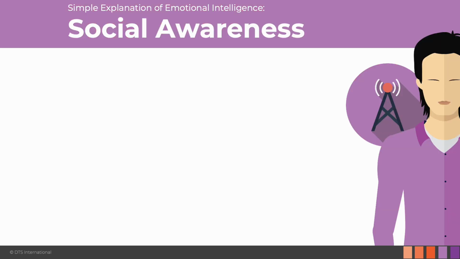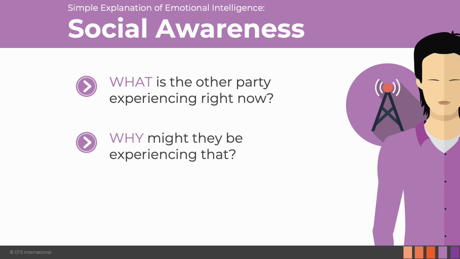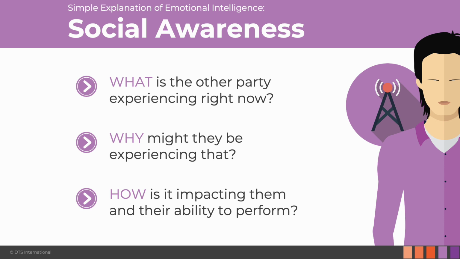Now, the fourth pillar of emotional intelligence is social awareness. This is understanding other people's emotional makeup. It's understanding why other people think and feel the way that they do. And if you intend to be an impactful leader, then learning to become more socially aware will help you achieve your goals and your team's goals faster. Now, we improve social awareness by asking the question, what is the other person experiencing right now? Why might they be experiencing that? And we also ask, how is it impacting them and their ability to perform?